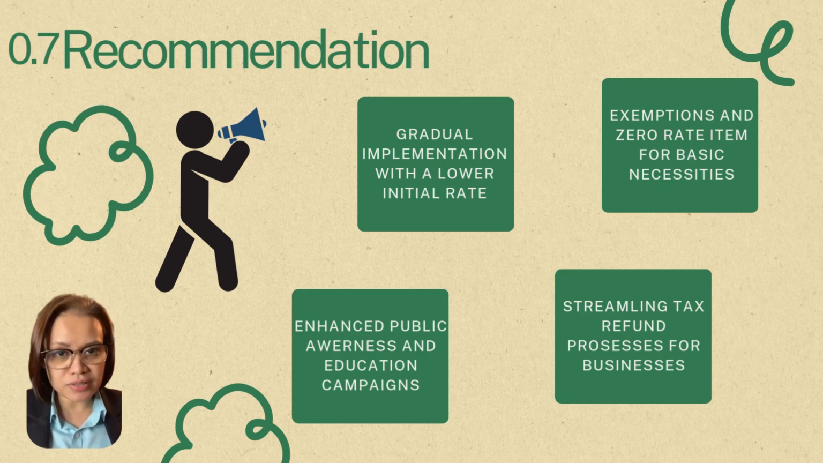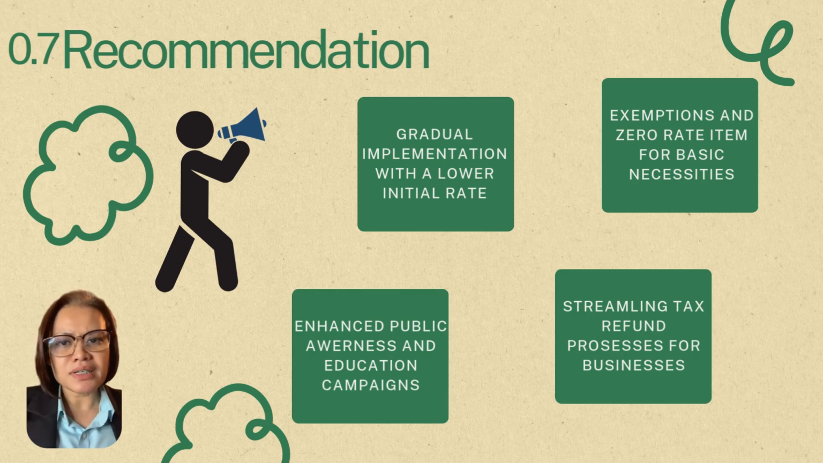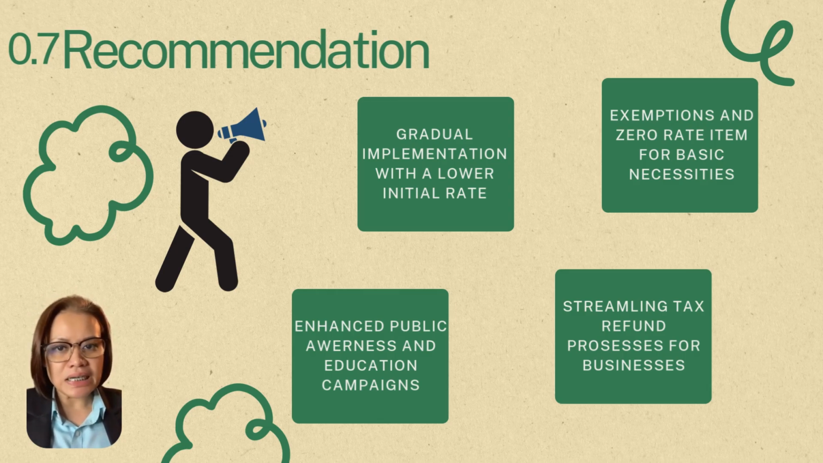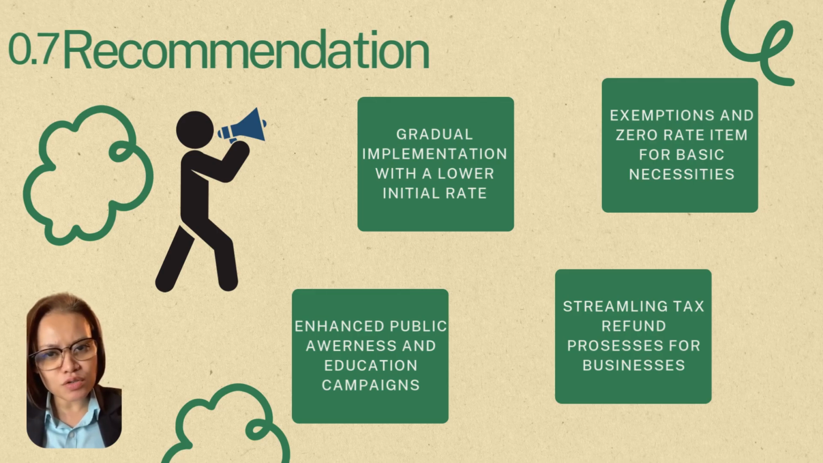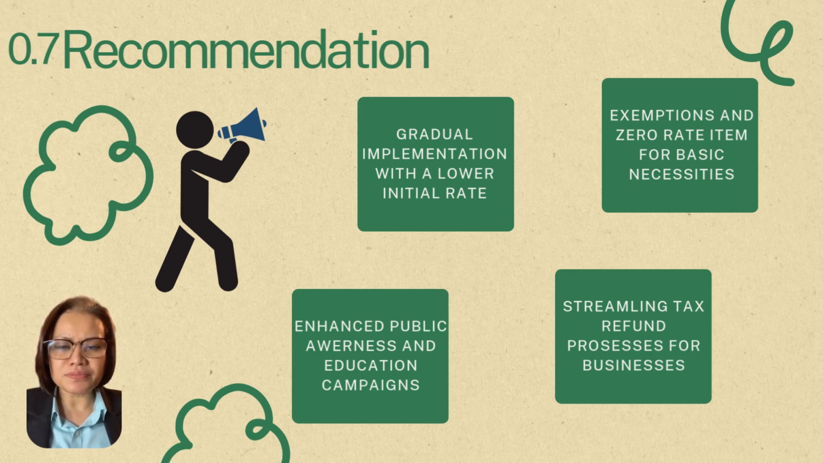Public education is crucial. Many people opposed GST in the past because they didn't understand its benefits. Comprehensive campaigns, including workshops, media outreach, and partnerships with businesses can improve public understanding and compliance. Number 4, streamlining tax refunds. Businesses, especially SMEs, need efficient tax refund processes. Delays in the past caused cash flow problems. Implementing automated systems like those used in Singapore can streamline submission and ensure timely refunds, boosting economic confidence.